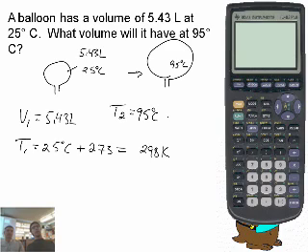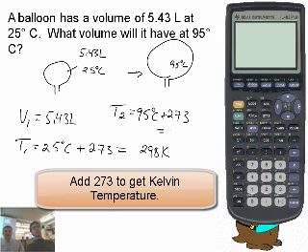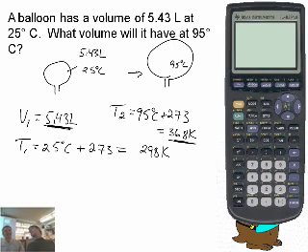And my T2 is 95 degrees Celsius. Is that good? No, we need Kelvin. You add 273. That's 368 Kelvin. Now, actually, let me also say here, this is the volume in liters. The thing that's interesting about the volume is you can put it in any unit you like, as long as you have the same units.